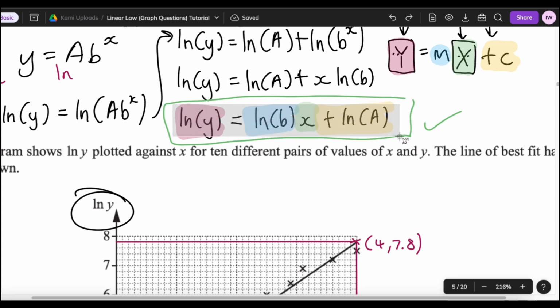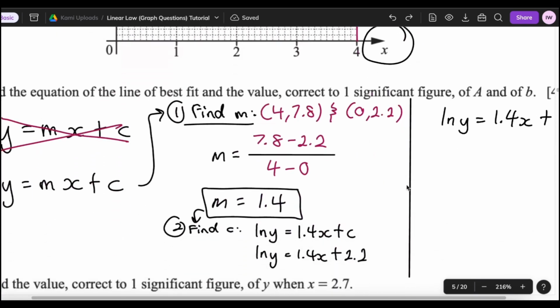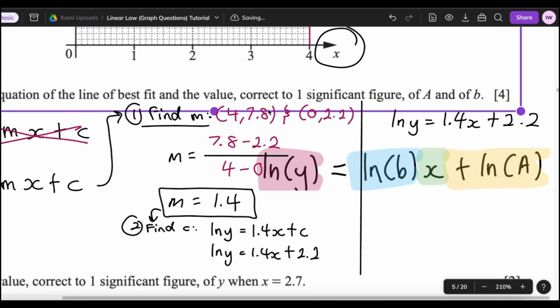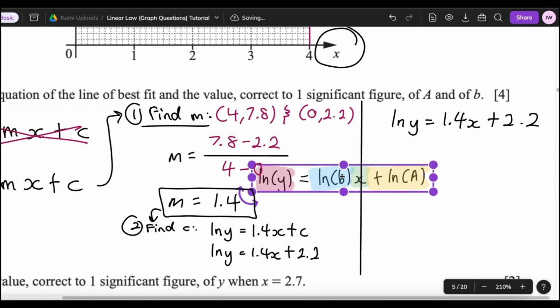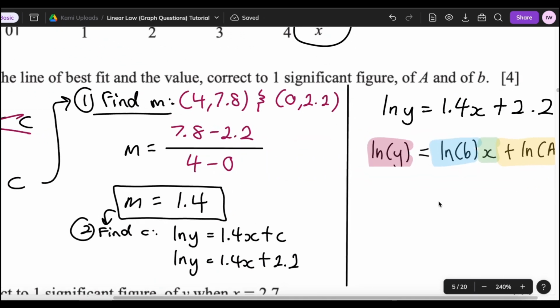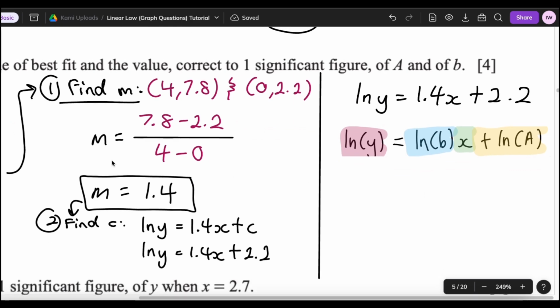I'm going to screenshot that so you can take a look at it. If I paste them side by side like this, you can make a direct comparison to what values are equal to what. As you can see here in red, our ln y matches the ln y that's already here.